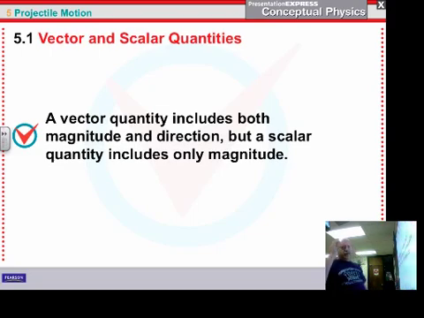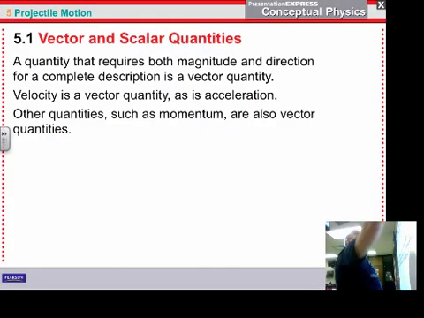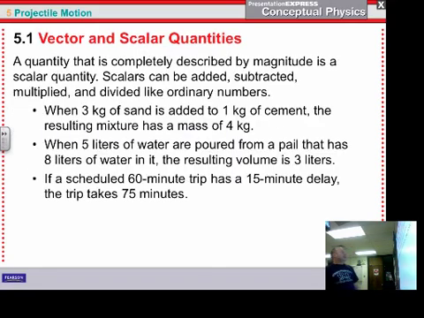First of all, let's go back and review a little bit about vectors and scalar quantities. Remember, a vector is one that has magnitude and direction. So we're talking about vectors, magnitude, and direction. Scalars would only have magnitude, no direction. So a quantity that's completely described by magnitude is a scalar quantity.